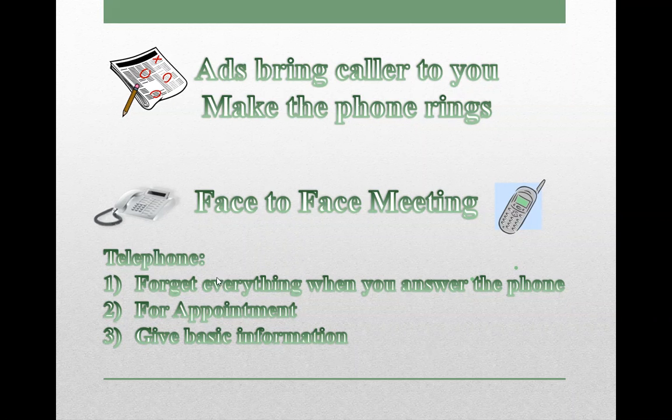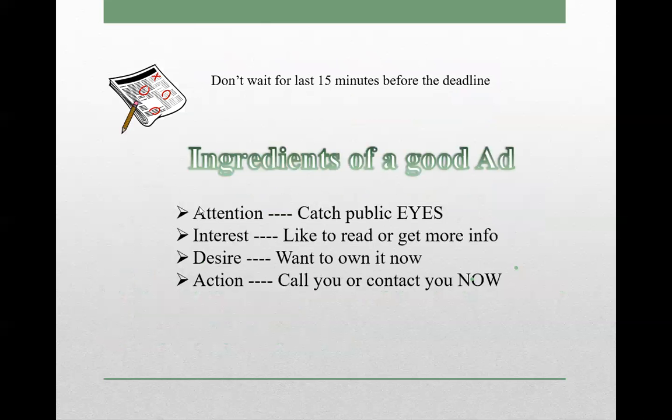And these are 3 points, and they are very important. If people call you, make sure you forget everything. Maybe you are very sad because you just had a mutual release. It's very sad, but anyway, you have to forget about that. You have to answer the phone for your new client. The next one, make sure the purpose of the phone call is to get an appointment. And the last one, just give the very basic information.